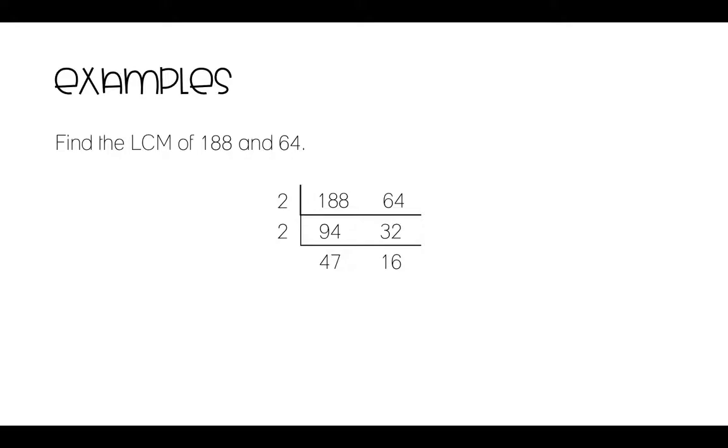And this one's a bit more challenging, and I had to use a calculator, so hopefully if you get a question like this, you do get given a calculator. But 2 times 2 times 47 times 16 gives us the lowest common multiple of 3008.